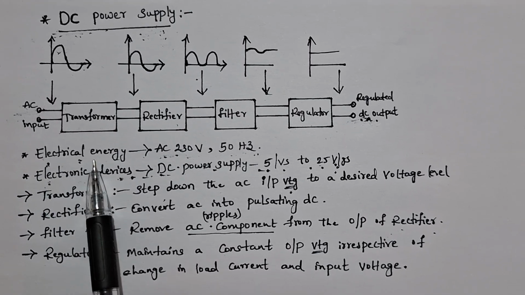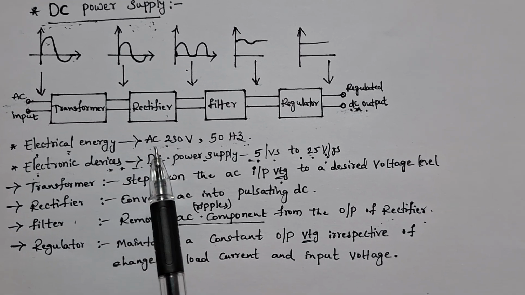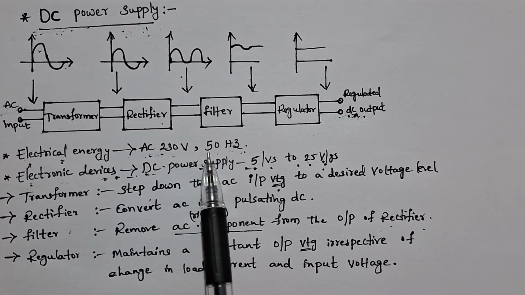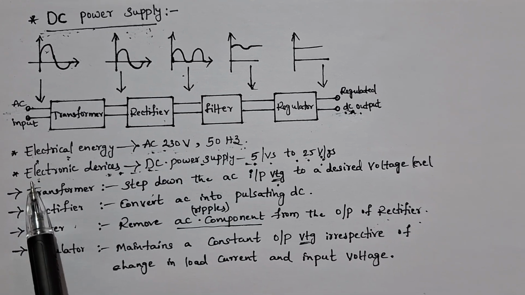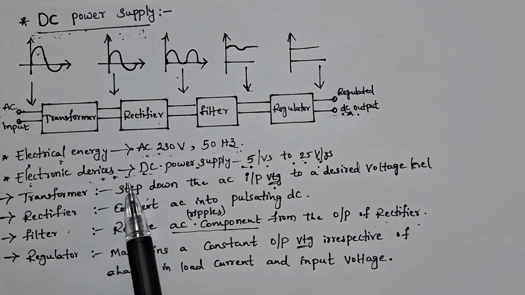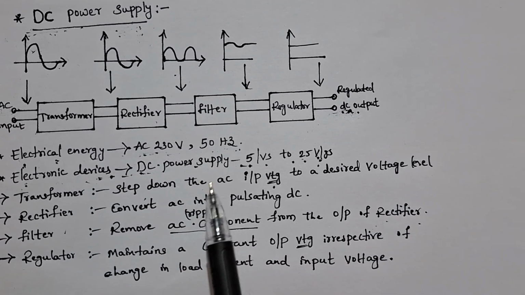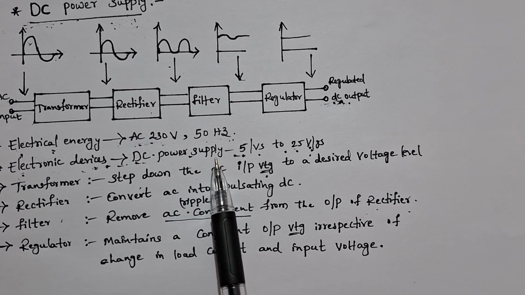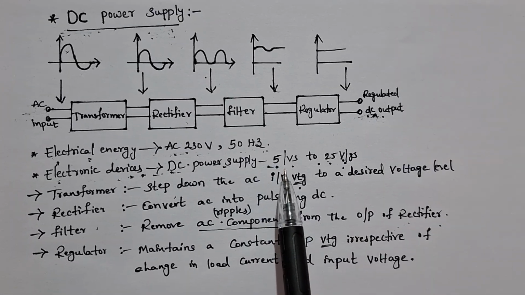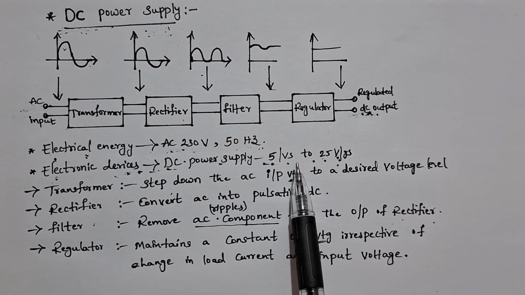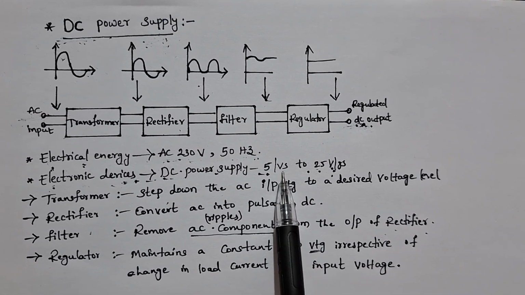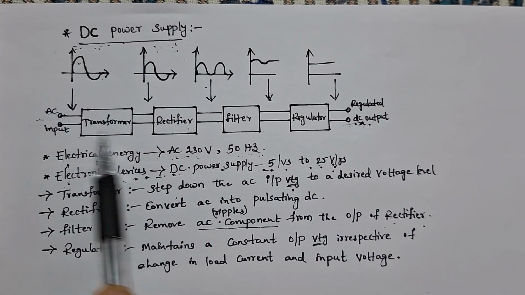We know that electrical energy is available in the form of AC, which is alternating current, at 230 volts and 50 hertz. But most electronic devices require DC power supply. This DC power supply will be in the range of 5 volts to 25 volts. So it is very essential for us to understand this DC power supply. This figure shows the block diagram of DC power supply.